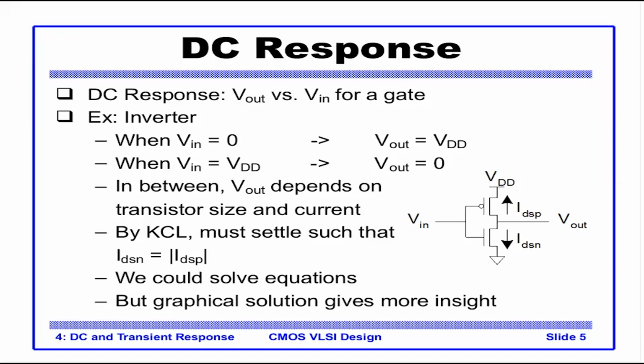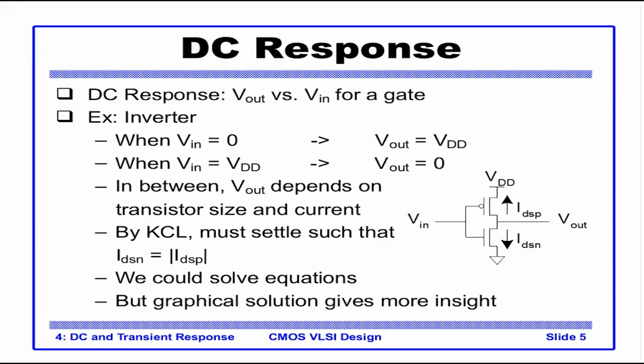The interesting part is what happens in between. What happens when V in is switching? How fast or how slow does V out switch? The most important thing is how fast the change on V in gets reflected onto V out. That is called the delay, the delay of a gate. The delay of a gate is very important in determining the performance of the circuit which we are designing.